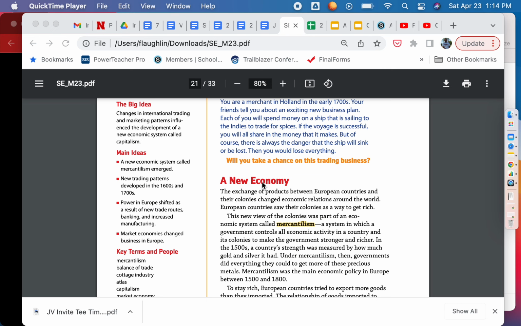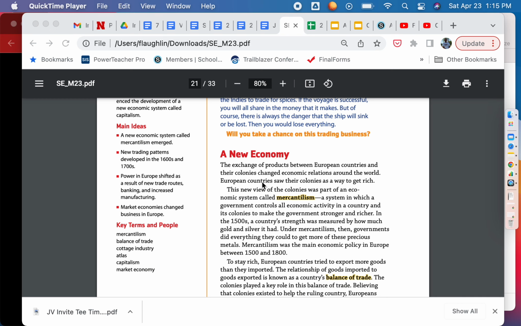Now, the exchange, or trade (exchange is just another word for trade) of products between European countries of the Old World and their colonies in the New World drastically changed economic relations around the world. Now, Old World countries saw their colonies as a way to get rich. So remember, Old World is Europe, New World is the Americas, North and South America. All right, so go ahead. Who or what was getting rich from colonies? And then you can come back to this video.